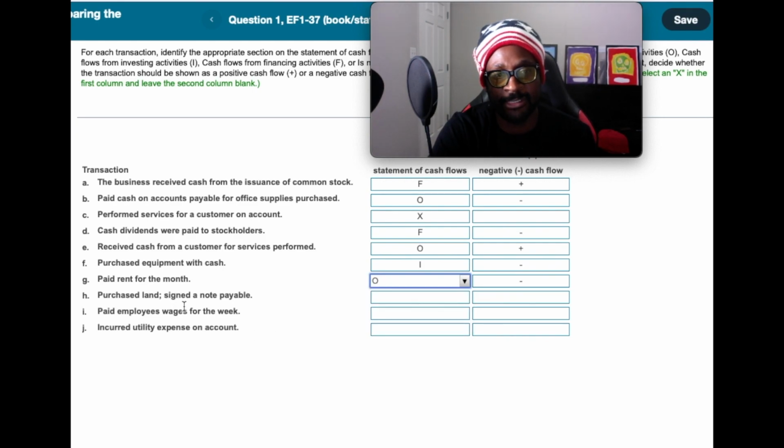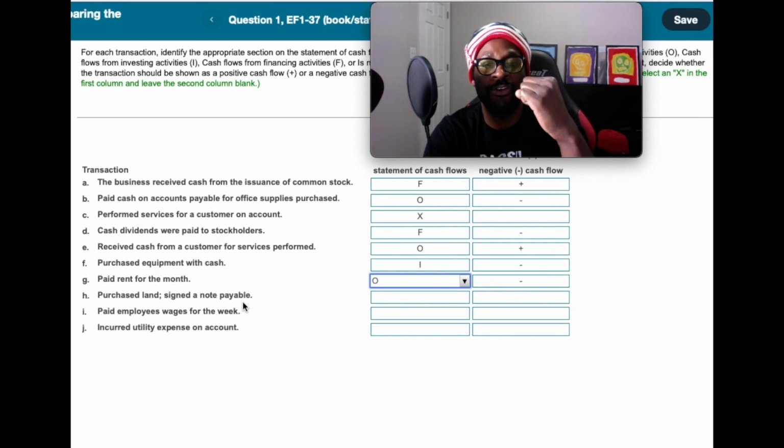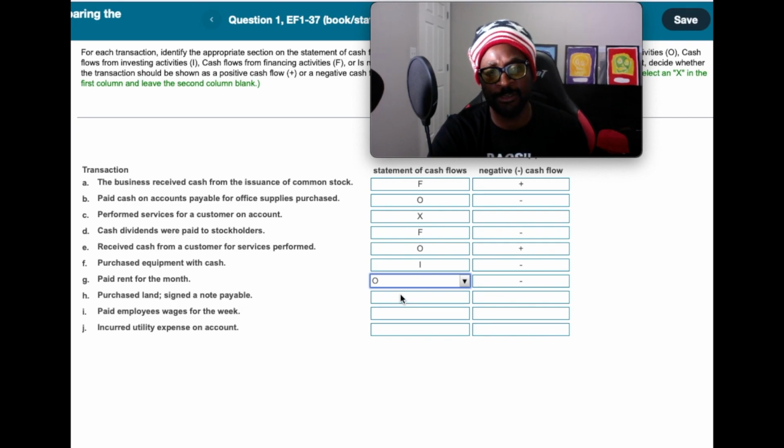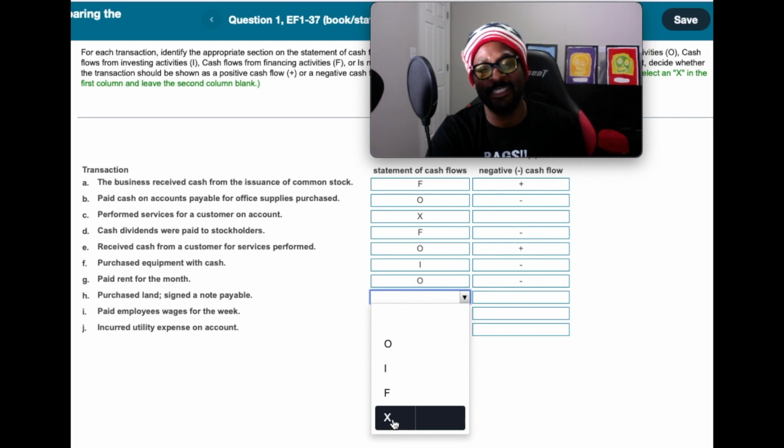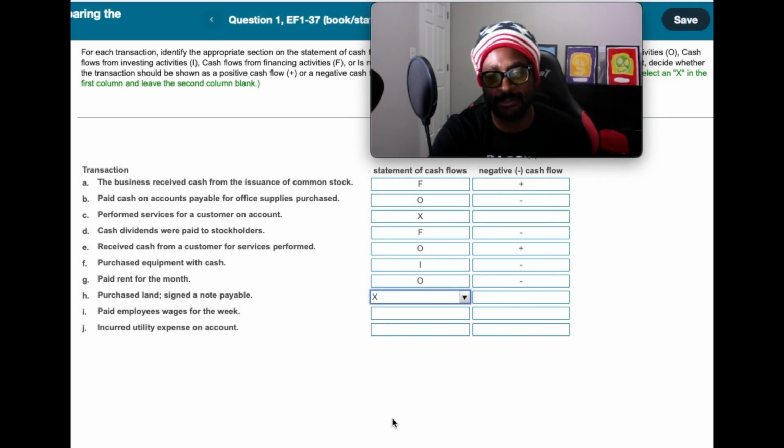Next, purchase land, sign a notes payable. Keywords, purchase land, sign a note. So what happened here, gang? We bought an asset, land, but we also recognized a liability. We borrowed to buy this land. No cash was involved, and since no cash was involved, we are going to record this as a non-cash related activity with a big old fat X.